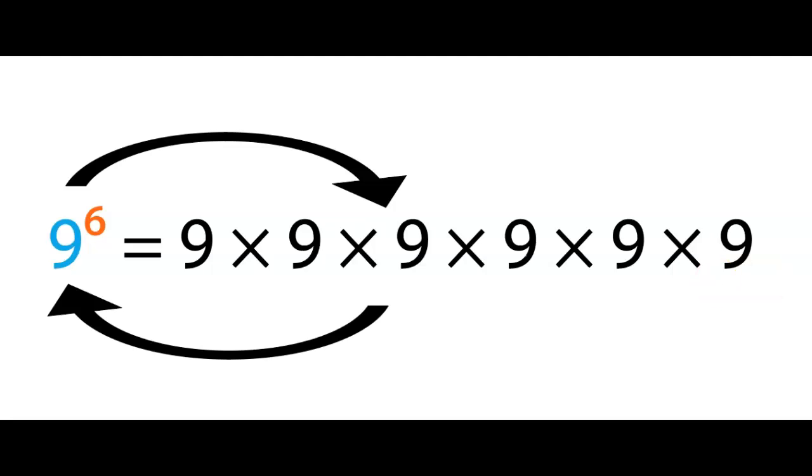So, here's the idea of this. In math, we're going to talk a lot about doing and undoing, right? In this case, you can go from 9 to the power of 6 to 9 times 9 times 9 times 9 times 9 times 9, right? Or you can go from all this to this. The one does a thing, and then you can undo the thing. And it's sort of like a cycle.